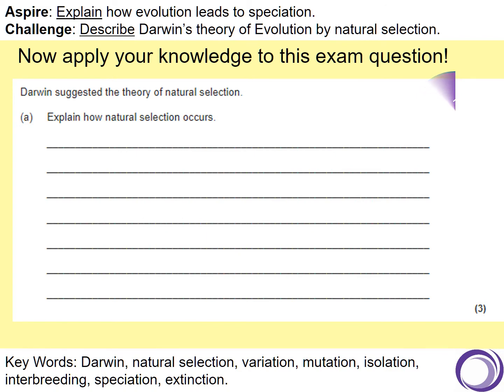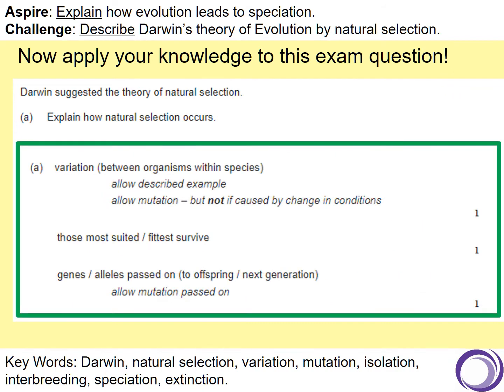Okay, so your minute's nearly up. Okay, what did you come up with? Let's have a look what the mark scheme asked for. So it asked us to talk about, firstly, variation. So you might have said variation between organisms within a species. You might have said there's variations between individuals within a population. But the key word you were looking for the first mark was just variations occur.